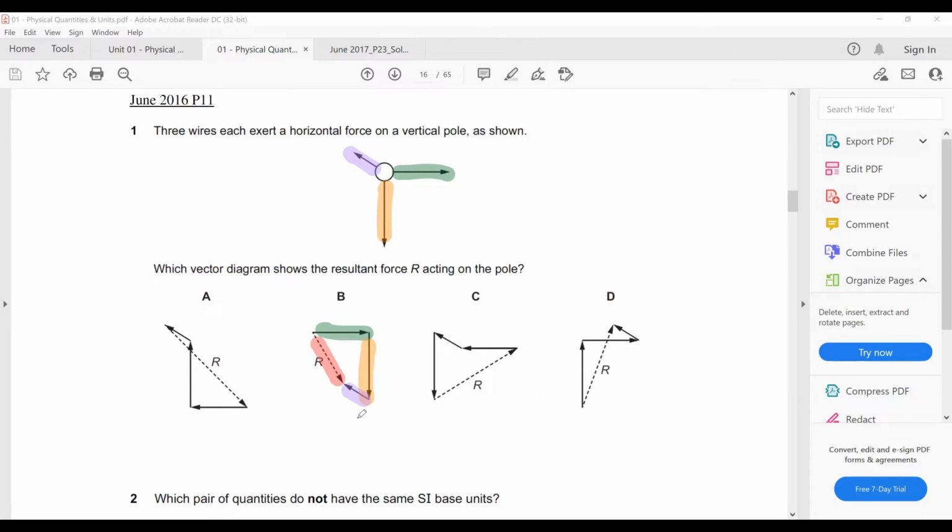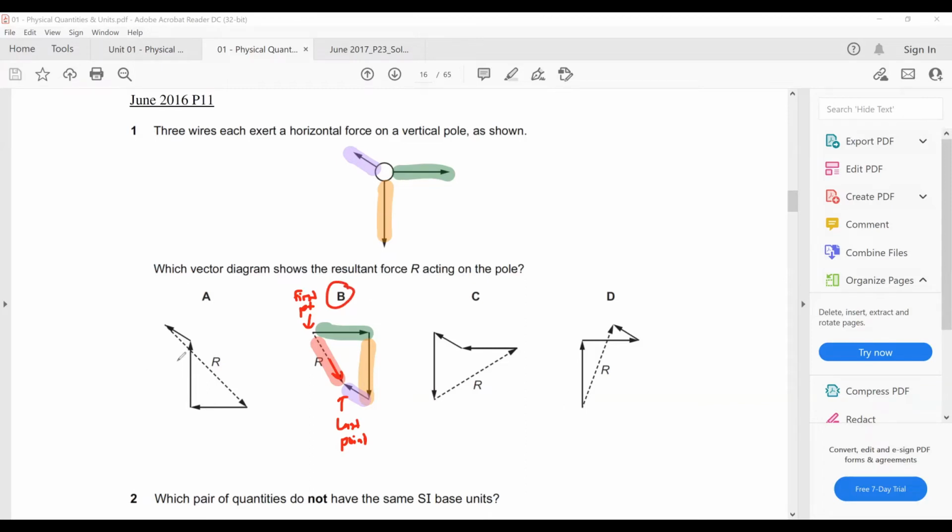So this one must be my resultant. But is it in the correct direction? You look at this one here. This one should be my first point. This one would be my last point. I mentioned that the direction will always be from first point to last point. It is pointing in the correct direction, so the answer for this should be B.